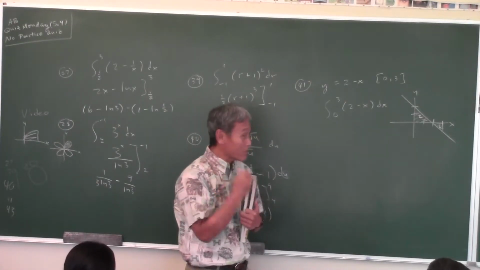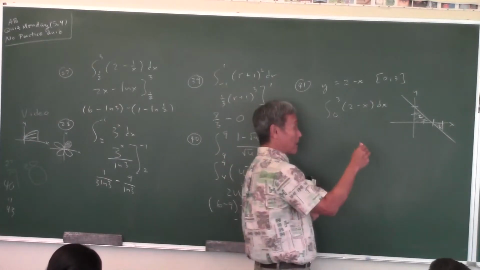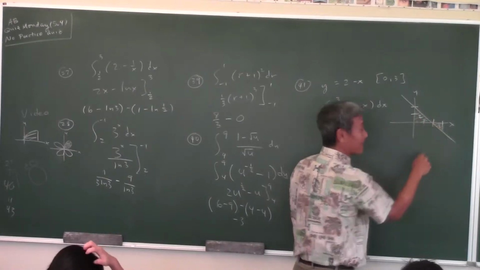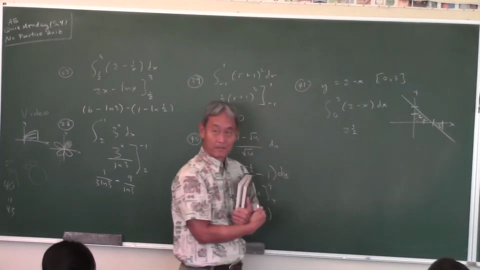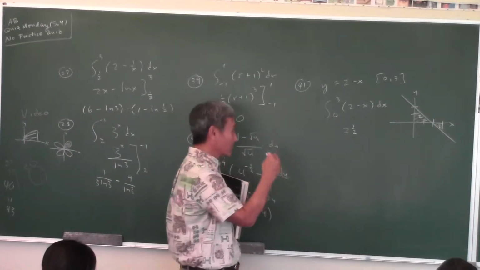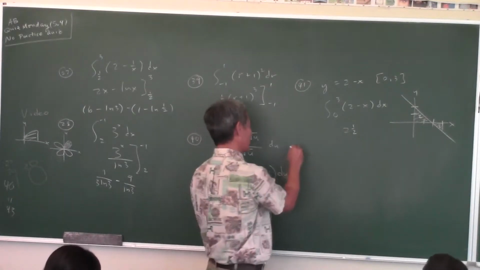But that's not the question they're asking. They're asking what is the total area between the graph and the x-axis. In other words, what is this area plus that area? The answer is 2.5. But if you did an integral from 0 to 3, you would get 1.5. You guys see the difference between the two things? Okay, so let's do 43 now.